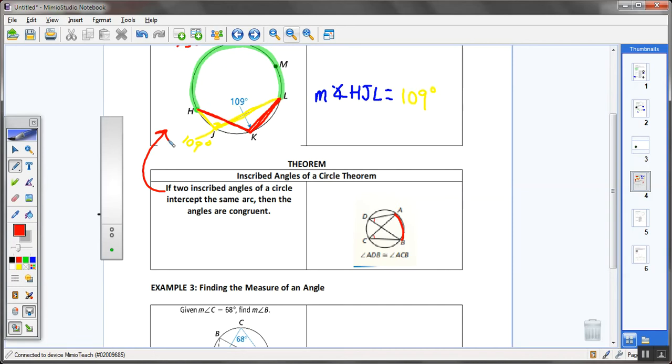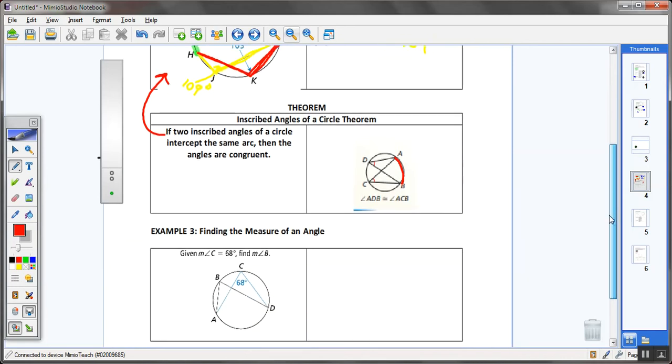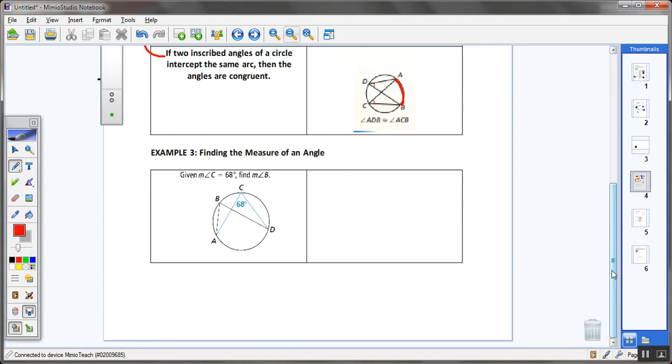Okay? So let's talk about finding the measure of an angle here. It says the measure of angle C. How many degrees, kids? 68. Okay, let's talk about angle C. How many degrees is angle C there, kids? 68. Okay, let's talk about the arc that it intercepts. What arc does it intercept? A to what? D. Okay, A to D.